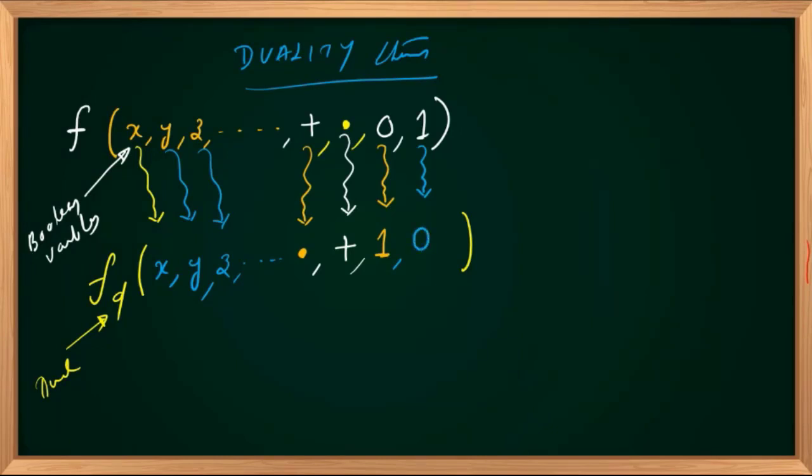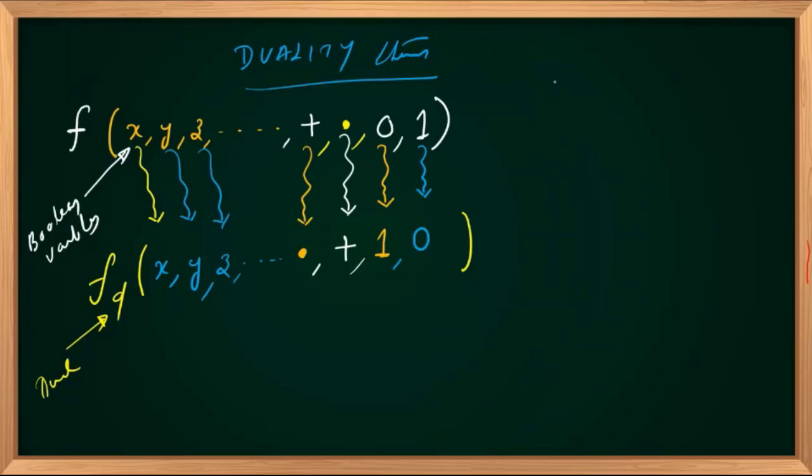So the duality theorem is very simple. If you're having a given expression and you're asked to identify the dual of the given expression, you should keep the same variables, same forms. If you're having an and sign, replace it with an or sign. If you're having an or sign, replace it with an and sign. Logic zeros to logic ones and logic ones to logic zeros.